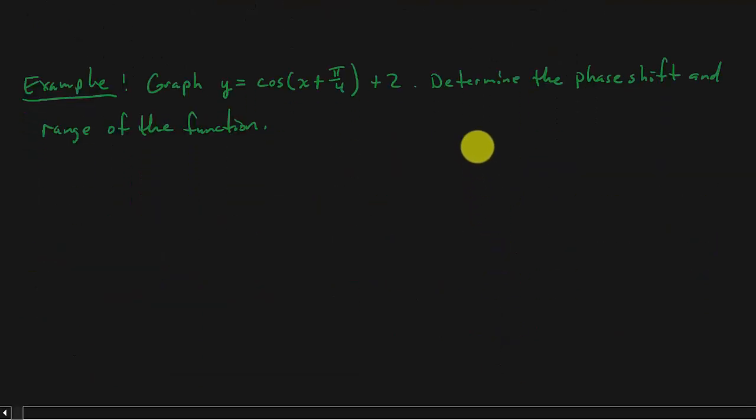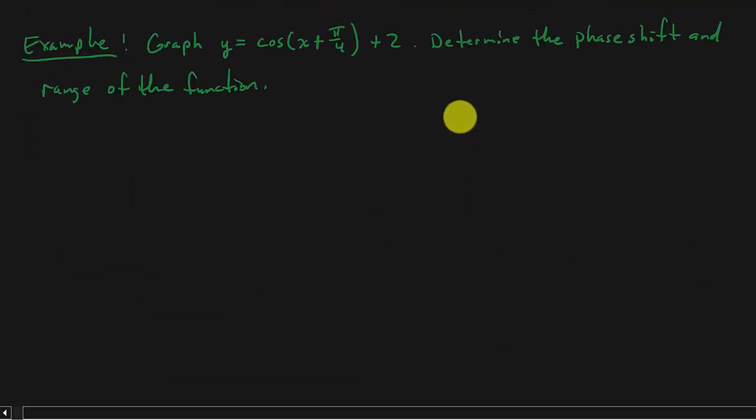All right, let's do this. So here we got a graph y equals cosine of x plus pi over 4, plus 2. Guess what? Same thing. You see that x plus pi over 4 in parentheses? We're going to do the same thing there that we just did. 0 less than or equal to x plus pi over 4 less than or equal to 2 pi. And then I'm going to subtract pi over 4 from all 3 parts.